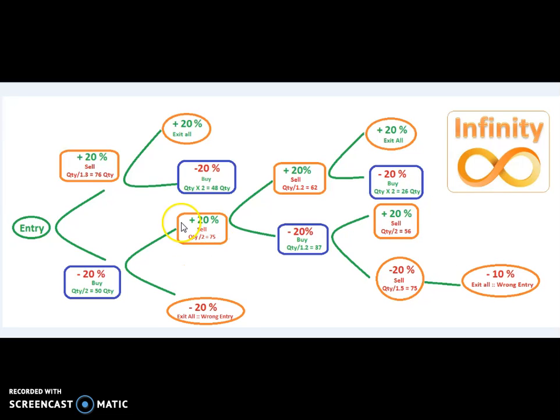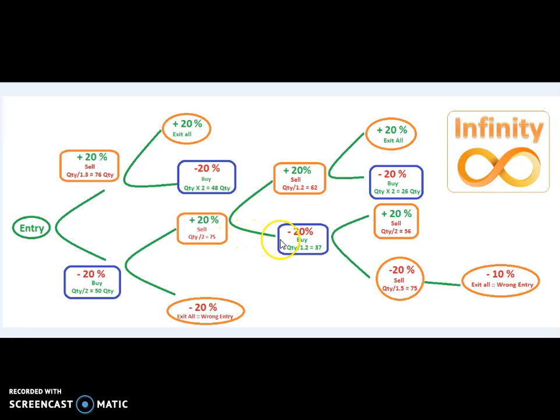So coming to the point here, you exited 75 quantity, so you are left with 75 quantity. For example, here you entered 100 quantity, and here you entered 50 quantity, and the total quantity by 2 is equal to 75 quantity you are going to exit over here. So the remaining is 75 quantity left in your account. Already here we booked some profit. If the stock is moving in a positive direction, here we are going to sell quantity by 1.2, which is equal to 62 quantity.